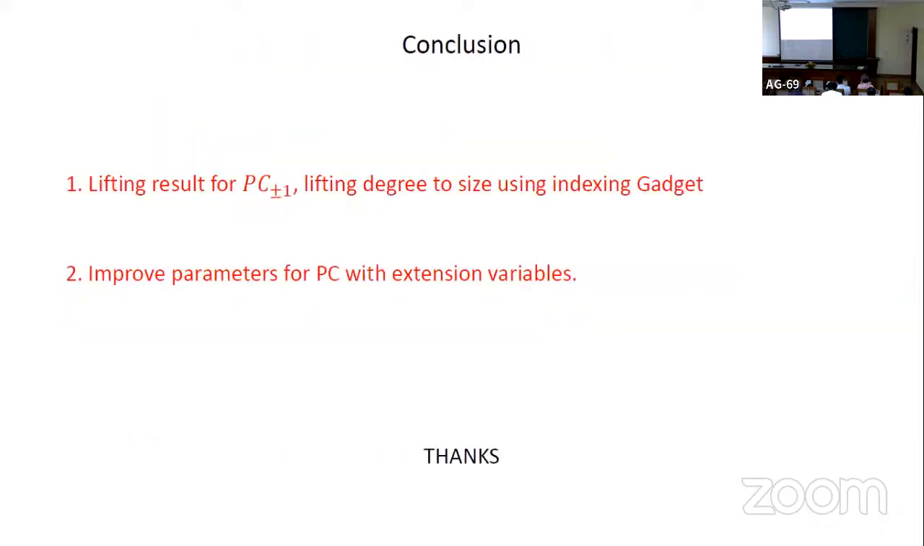So let me conclude. We have these two results. One is this lifting result over PC plus minus 1, lifting PC degree to size. And then we improve parameters for this other section, which is PC with extension.